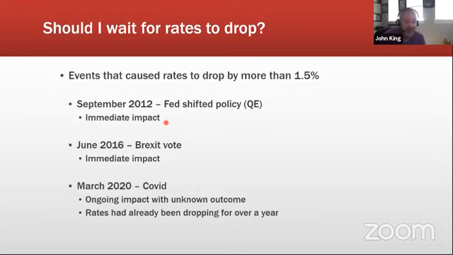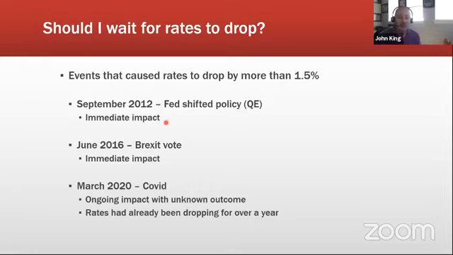It happened again in June of 2016. The Brexit vote came out. Nobody expected that Britain was going to vote to leave the European Union. They voted to leave the European Union. Immediate ramifications. There were a lot of long-term unknowns, but the truth is it was one event and they knew what the outcome was, which was Britain was leaving the European Union, and they could quantify that. And that shift caused a huge drop in interest rates, again, greater than 1.5%.